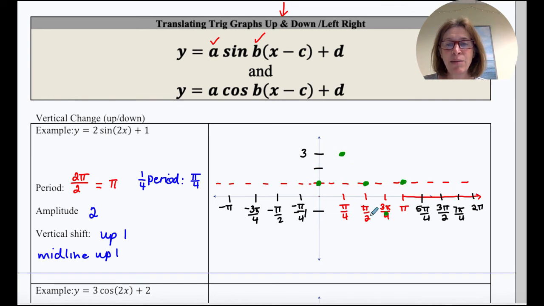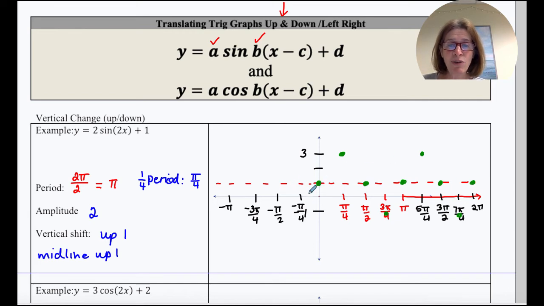So you can see that's going to be 1 cycle of the graph in pi, okay? All right, but we said the frequency was 2, so it should happen twice in 2 pi. So let's see if it does. So from there, I'm going to go back up, back down to the midline, back down to -1, and then back up to the midline.